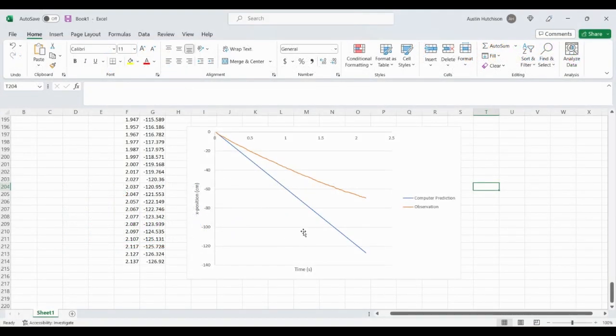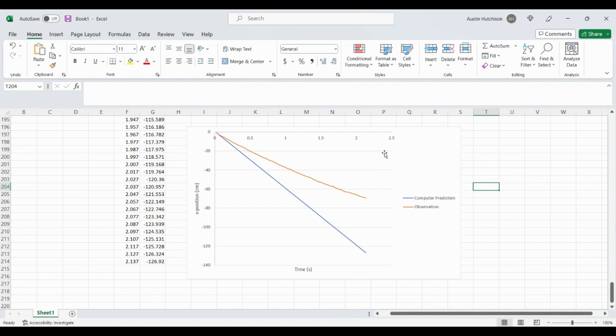And here are my results. Obviously, there isn't a whole lot of similarity at all between the two. They both move in the negative x direction, but my observations didn't produce a constant velocity like the model. There was a significant amount of acceleration in the positive direction, as you can see by the increasing slope here. It was moving towards the positive x direction.